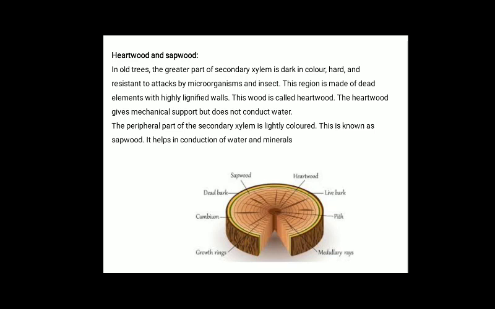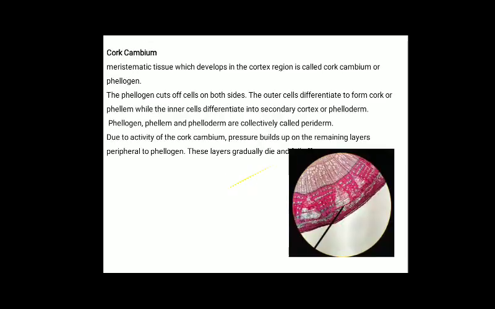to attacks by microorganisms and insects. This region is made of dead elements with highly lignified walls. This wood is called hardwood. The hardwood gives mechanical support but does not conduct water. The peripheral part of the secondary xylem is lightly colored. This is known as sapwood, which helps in conduction of water and minerals.